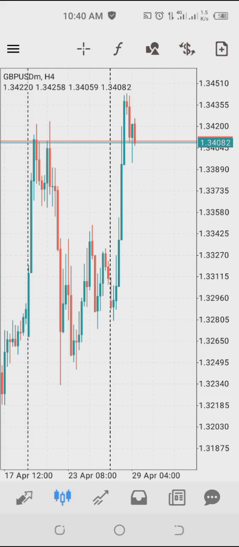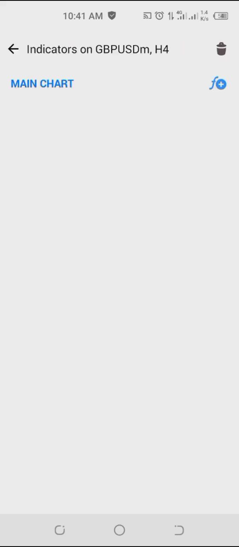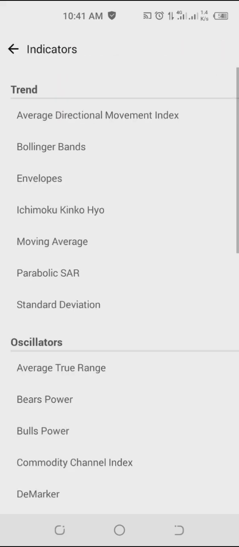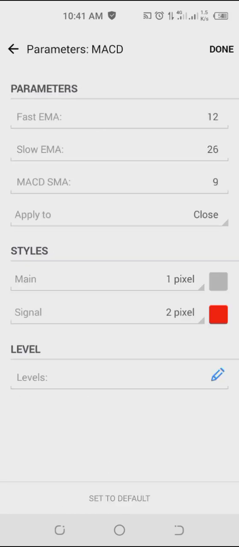Okay, without further ado, let's get straight into today's strategy. We're going to be making use of indicators like the MACD. So let's add that to our chart. Go to MACD. Yeah, so we have the MACD.